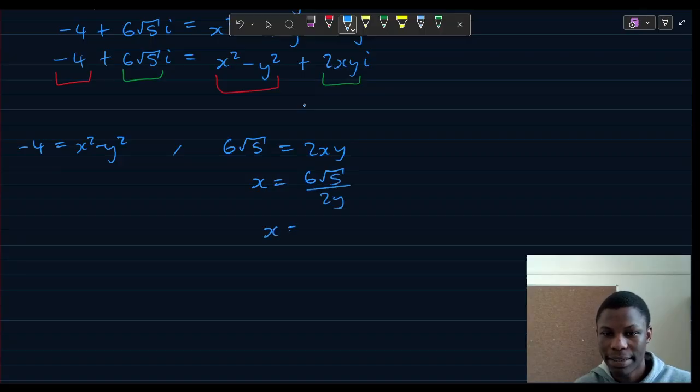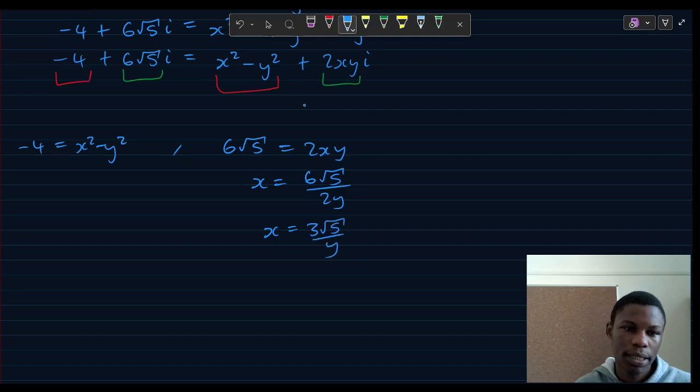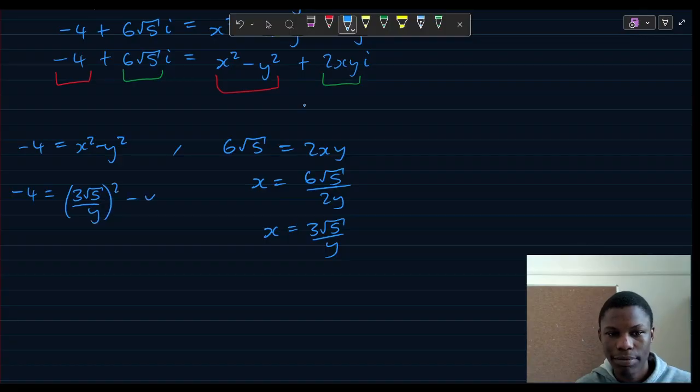And so you've got x is equal to 3 root 5 over y. And if we substitute it back in here, that's -4 is equal to x, that's 3 root 5 over y, and this is squared, minus y squared. Let's expand. -4 is equal to 3 root 5 squared.